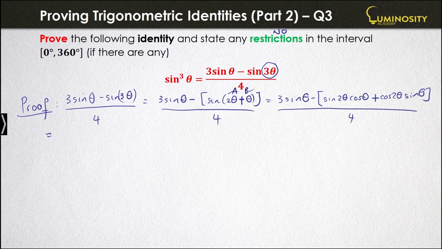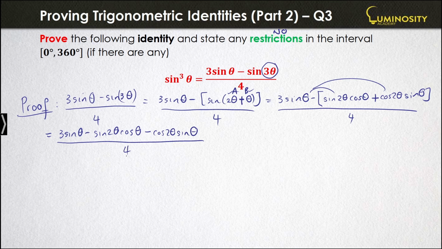All right, so now I'm going to expand that negative out. So that's 3 sine theta minus sine 2 theta cos theta minus cos 2 theta sine theta all over 4. So there's a lot of sine and cosine terms right now in the numerator. And our goal is to get it to look like the left-hand side, which only has sine. So anything that is not sine right now, I'm going to try and make it so that it's only sine. So let's carry on simplifying.